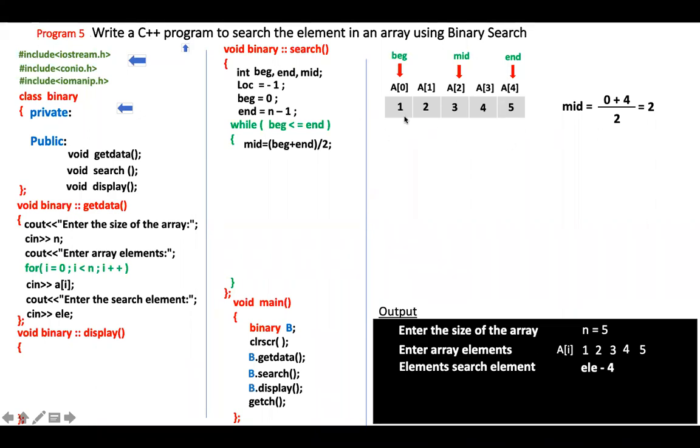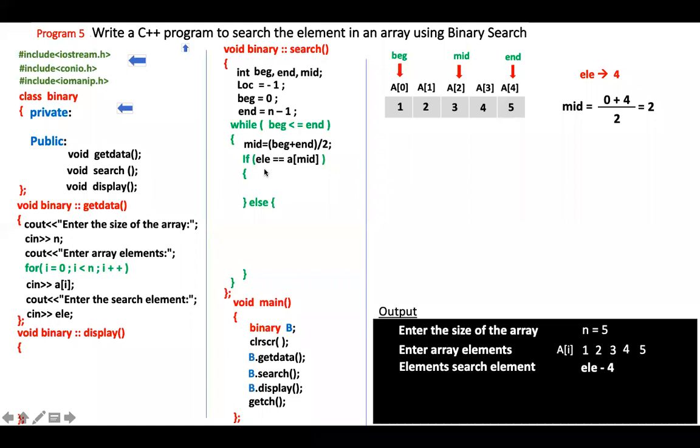Your array elements are divided into two parts. Beginning, we can directly give as 0, and end as n-1. To calculate the mid value, we take the beginning location plus the final location divided by 2. So it will indicate the mid position. Now, after this, I will select element is equal to 4, because as given in the output screen, we have to search for the element 4.